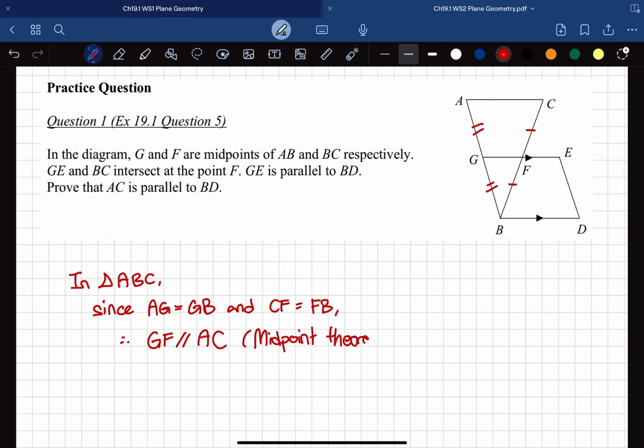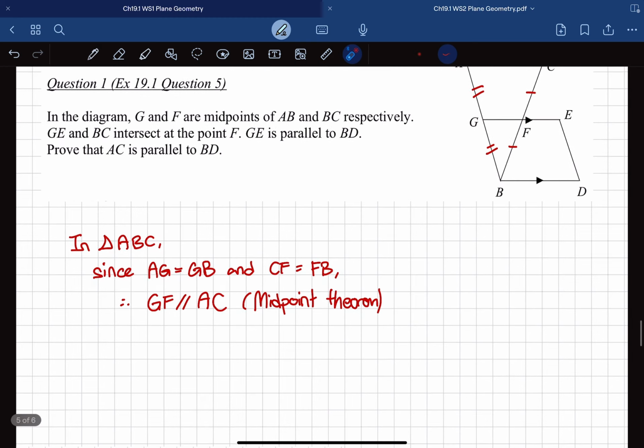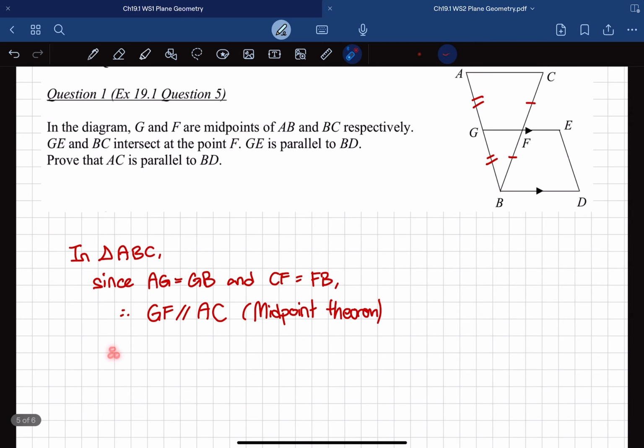Now I've shown that these two lines are parallel. And since I know that AC is parallel to GF, and GF and GE lie on the same line, therefore we can conclude that AC is also parallel to GE.